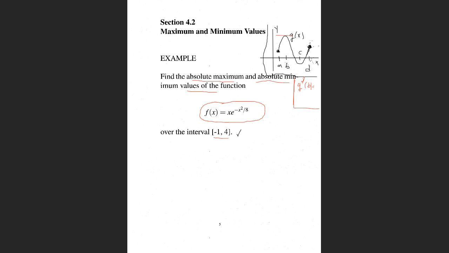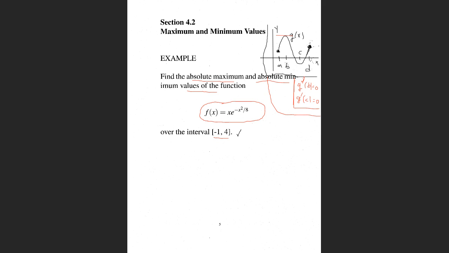So g prime of b equals 0. So certainly, if we were to identify maxima, is there any other x value where the derivative of g equals 0, based on this picture up here? Good. G prime of c. Good, everybody. G prime of c equals 0.